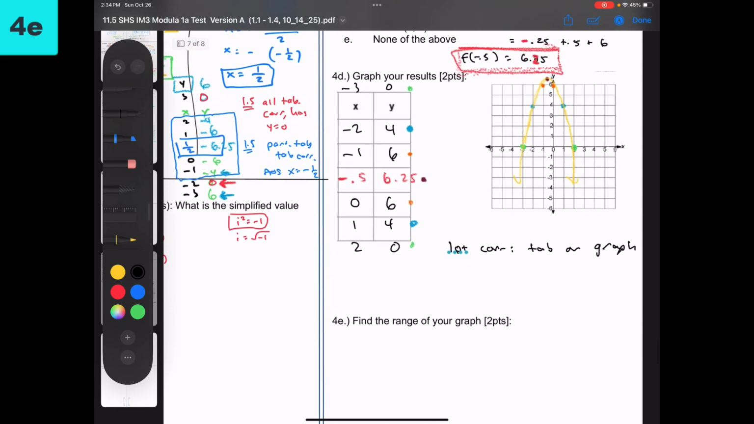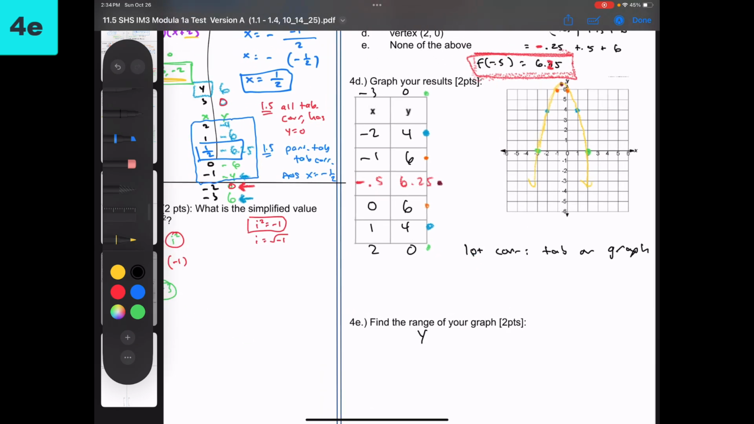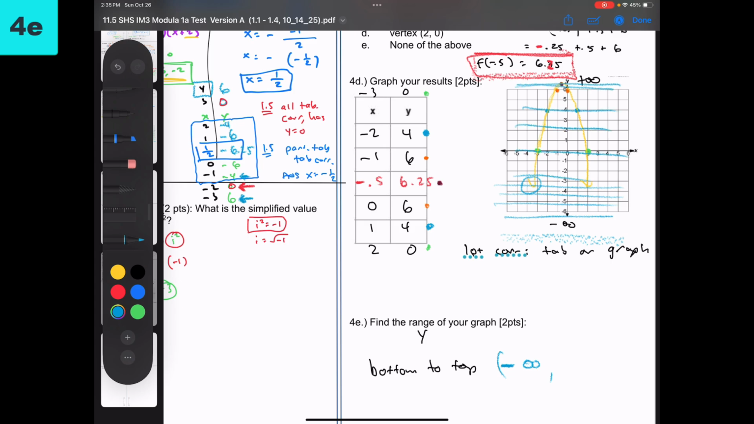Okay, number 4E, the range is the Y values, and we're going to go from bottom to top. So negative numbers to positive numbers. And so we're not touching anything until you hit the arrows. The arrows are referring to negative numbers. So that would be negative infinity with the parentheses always. And then the last thing I touch on the graph is right there, which would be positive 6.25 with a bracket.